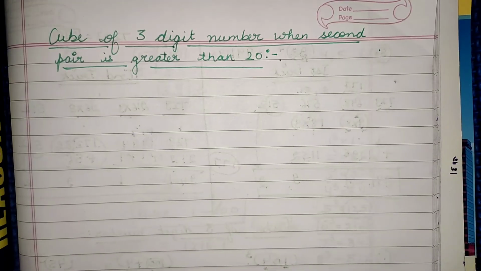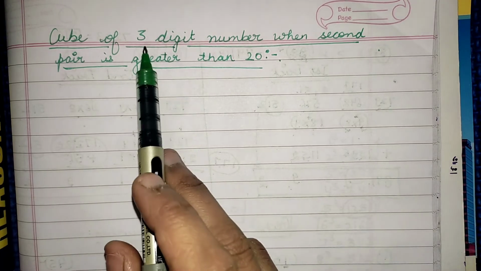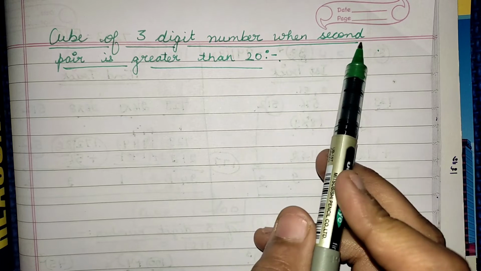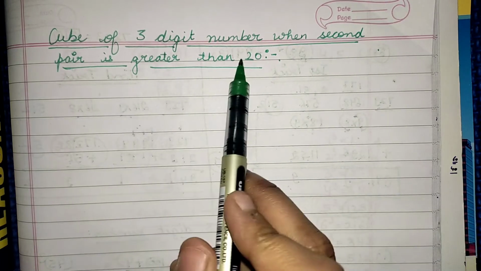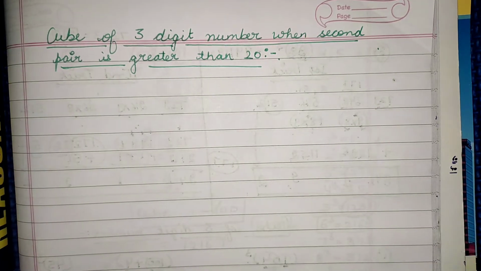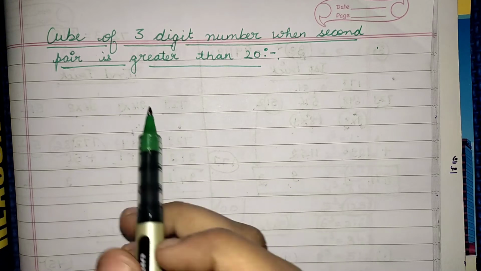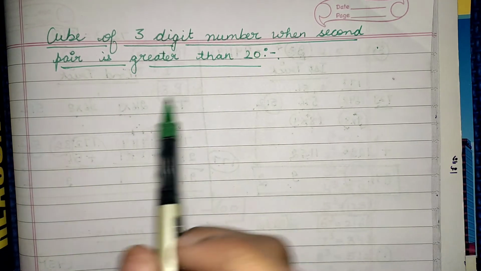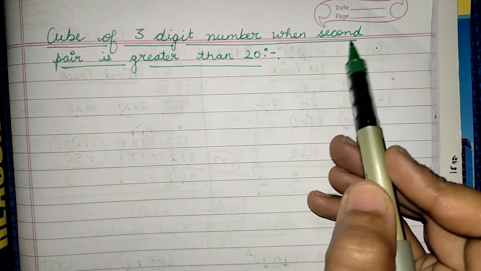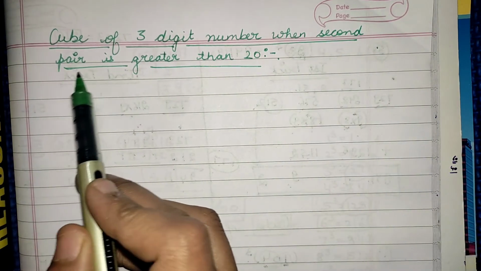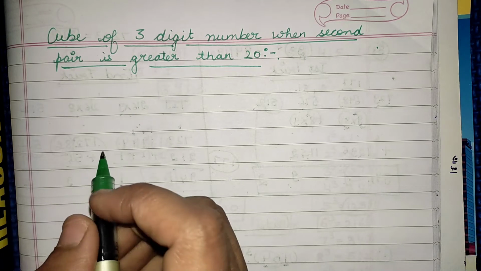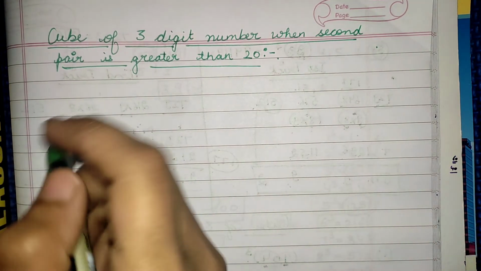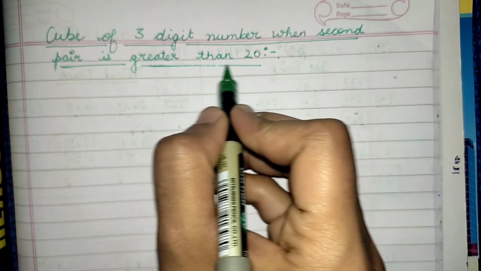So let's start today's topic, which is how to find out the cube of any 3-digit number when the second pair is greater than 20. If you have seen my previous video in which I explained how to find the cube of a 3-digit number, then you will understand what that second pair means. If you have not seen it, then please see that video first.